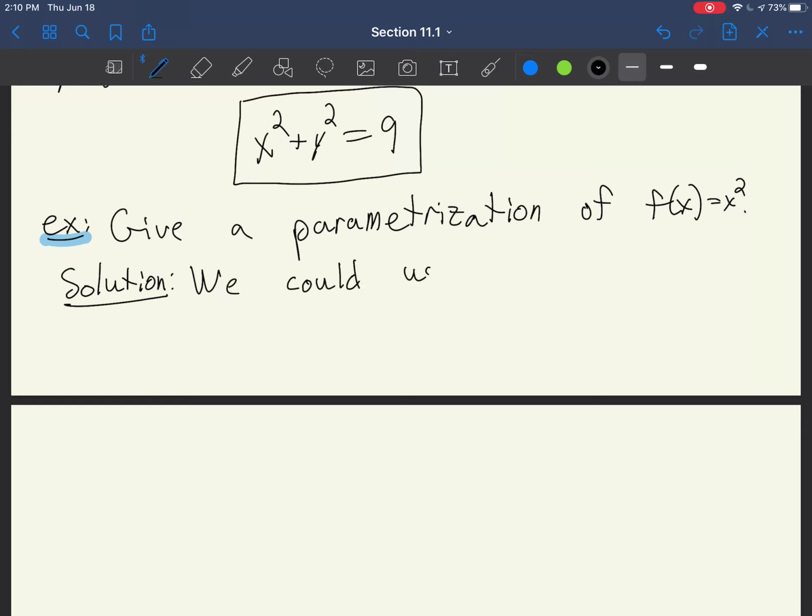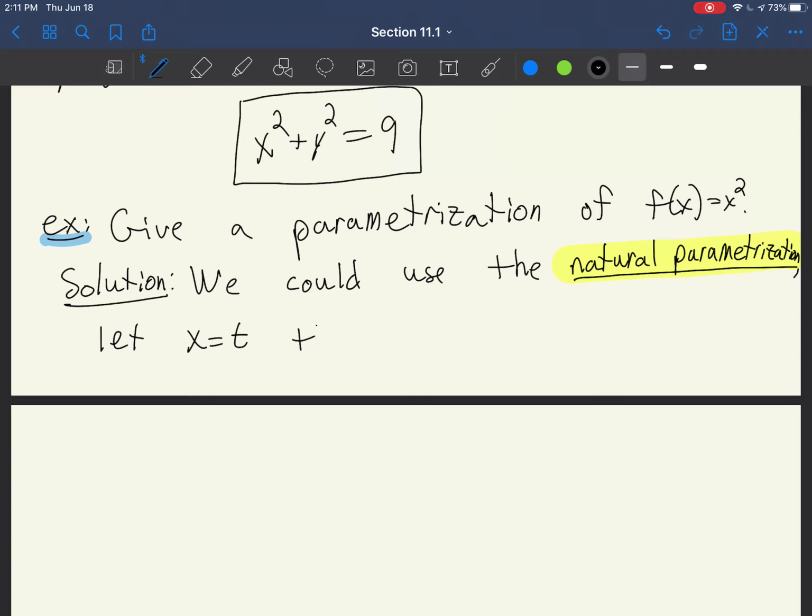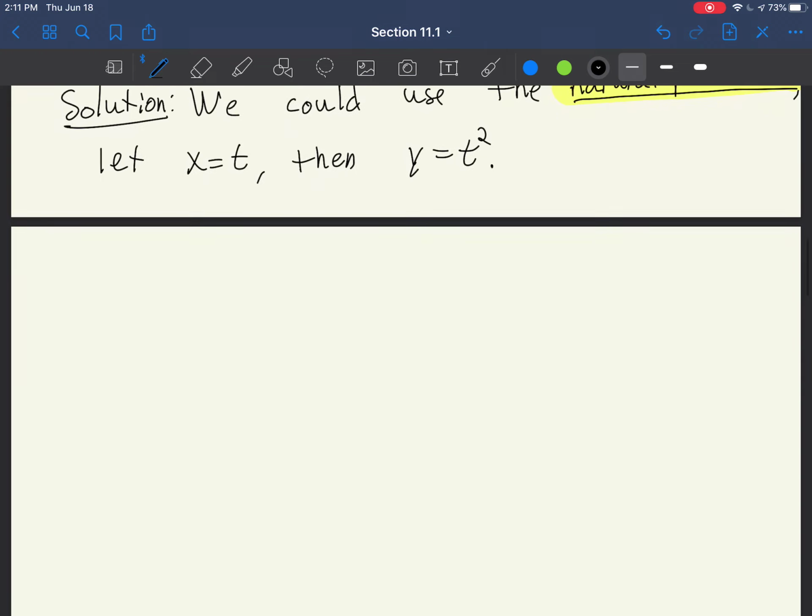So we have one obvious parametrization. It'll be obvious after I say it. And this obvious parametrization is known as the natural parameterization. Oh no, I made it fit. That natural parameterization is to just let x equal t. If x equals t, then y equals t squared. This is a valid parameterization.